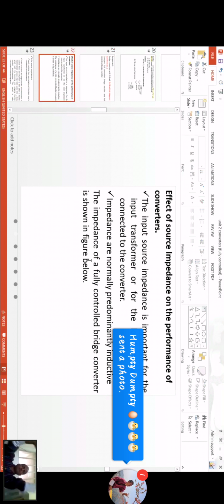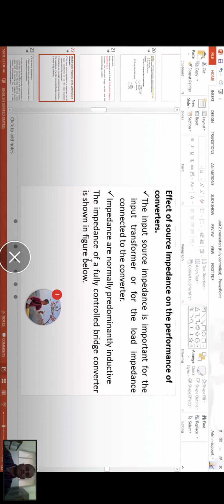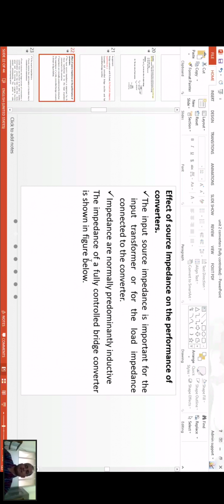So what is the effect of the source impedance on the performance of the converter? The source impedance has an effect on the performance of the converter. The input source impedance is important for the input transformer or for the load impedance connected to the converter. Impedances are normally predominantly inductive. It means that most of the time it is inductive in nature. The source impedance of the fully controlled bridge converter is shown below.